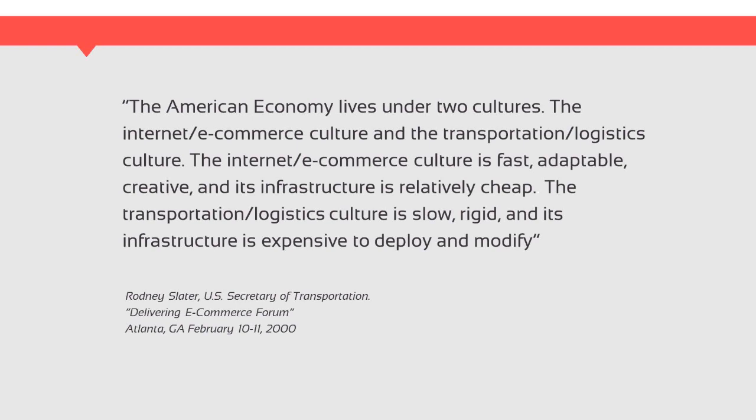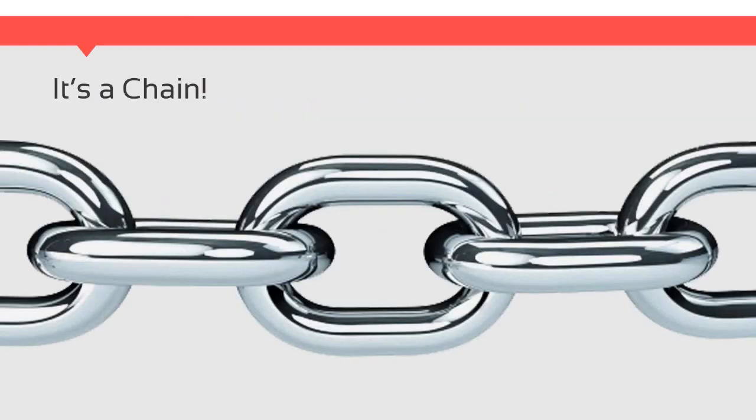And one of the things he said, and we happen to agree with him, is that the transportation and logistics culture is kind of rigid. It's slow to deploy, it's very expensive, it's very rigid and difficult to modify. So when we were thinking about that kind of culture, then the word chain came to mind. And typically when we talk about a supply chain and this connection between suppliers and manufacturers and retailers, it tends to be depicted almost like a stable, rigid structure.